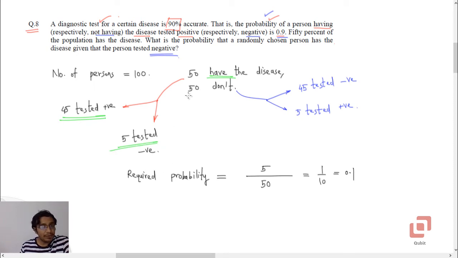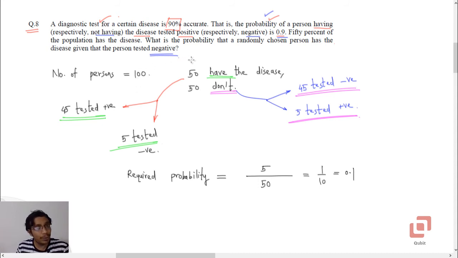Now let us go to the other group of people, 50 people who don't have the disease. Again, due to the accuracy being 90%, out of these 50 persons, 45 will test negative, and 5 will test positive. Dealing with natural numbers is always better than dealing with fractions or probabilities. So that's why this choice of the number of persons is going to simplify our task.